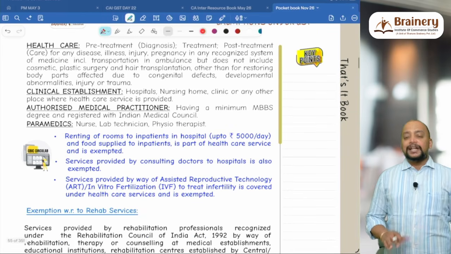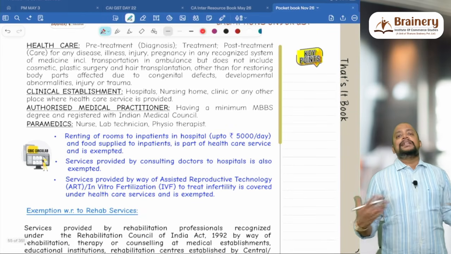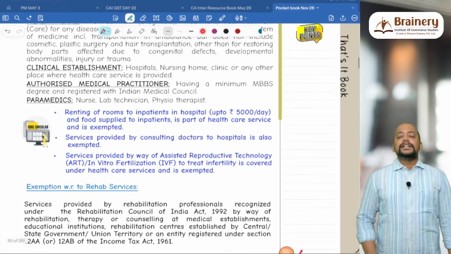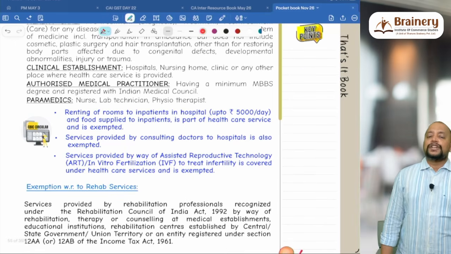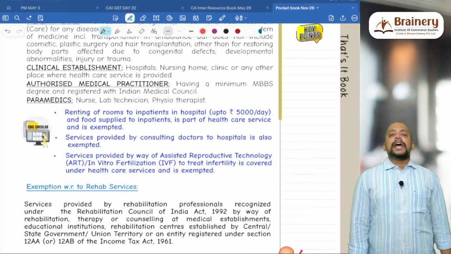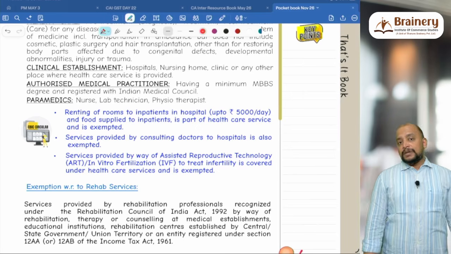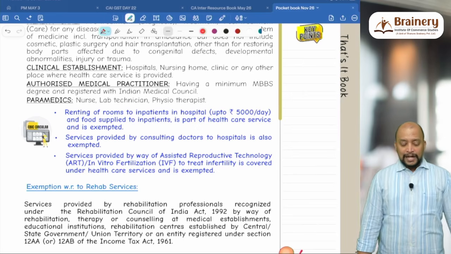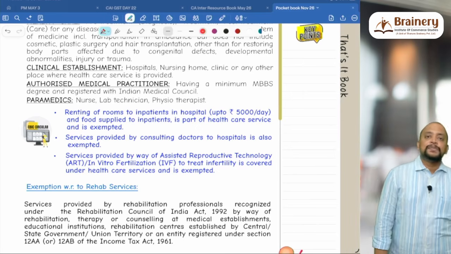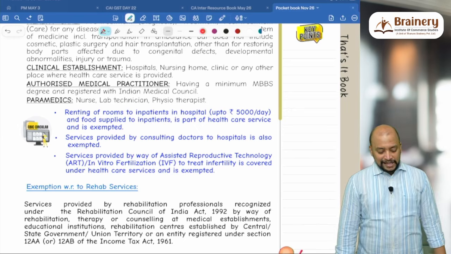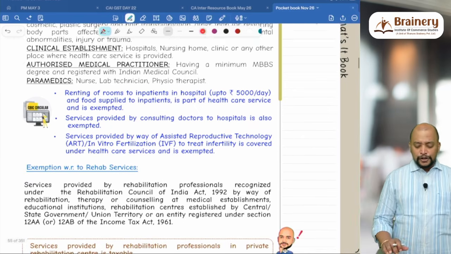And what is the meaning of clinical establishment? Any place where the healthcare service is provided. And who is considered an authorized medical practitioner? A doctor having an MBBS degree at minimum, and registered with the medical council, is called an authorized medical practitioner. Paramedics means lab technicians, physiotherapists, etc., and their service is also exempted.